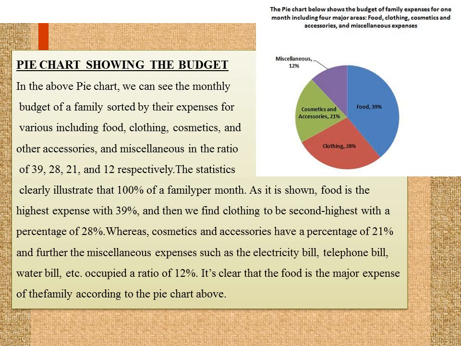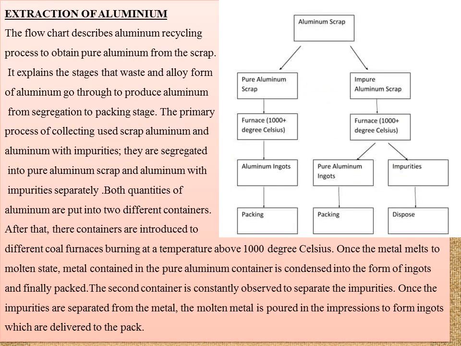In the end, you can add that people are spending more on food and less on miscellaneous items. Now, this is a flow chart of the extraction of aluminium from aluminium scrap. Here I have represented the flow chart describing the recycling process, but if you want, you can shorten it and reduce the number of words with precise vocabulary. This chart explains the stages that the waste and the alloy form of aluminium go through, from segregation to the final stage of packing. So if you want, you can omit this line.